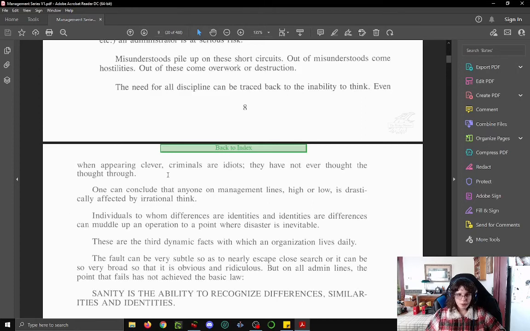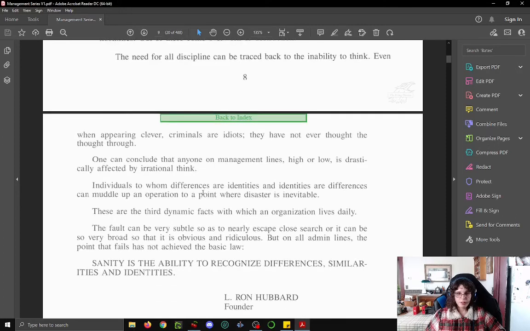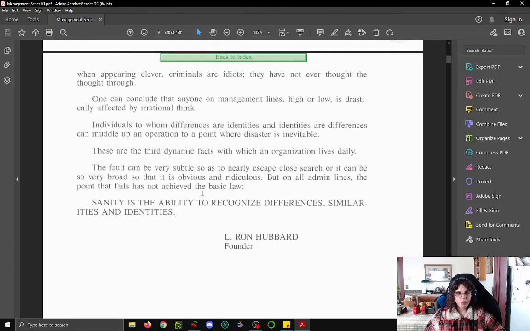One can conclude that anyone on management lines, high or low, is drastically affected by irrational think. Individuals to whom differences are identities and identities are differences can muddle up an operation to a point where disaster is inevitable. These are the third dynamic facts with which an organization lives daily. The fault can be very subtle so as to nearly escape close search, or it can be so very broad that it's obvious and ridiculous. But on all admin lines, the point that fails has not achieved the basic law. Sanity is the ability to recognize differences, similarities, and identities.